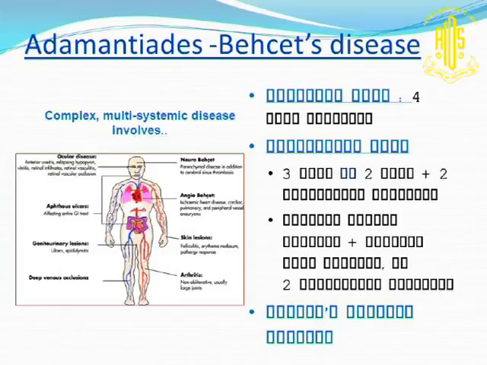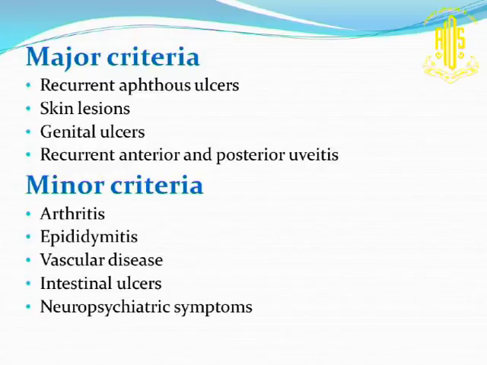Complete type: 4 main symptoms. Incomplete type: 3 main, or 2 mains, or 2 additional symptoms, typical ocular lesions and another main symptom or 2 additional symptoms. Others are called Behçet's disease suspect. So you can get ocular disease, neuro-Behçet's, aphthous ulcers, angio-Behçet's, skin lesions, deep venous occlusions, arthritis.